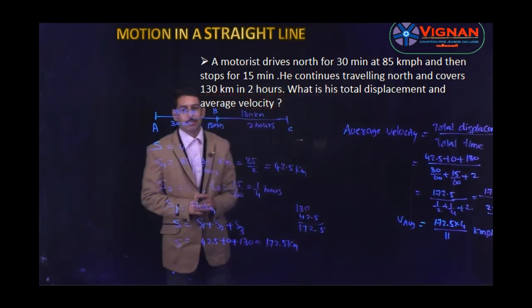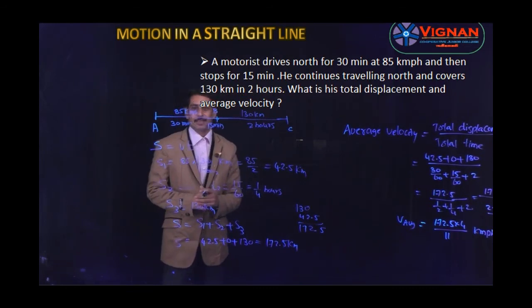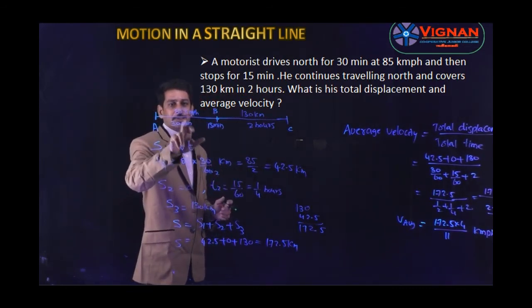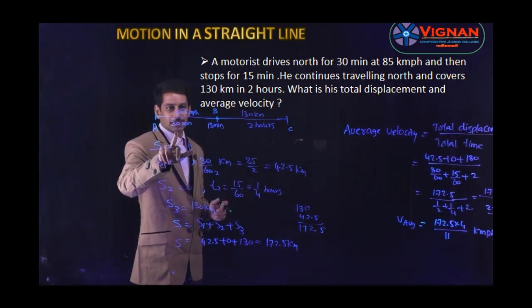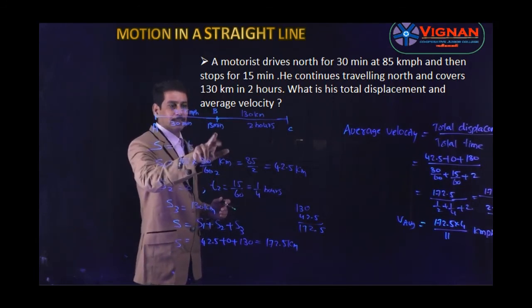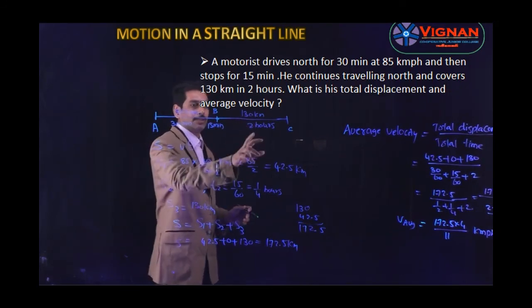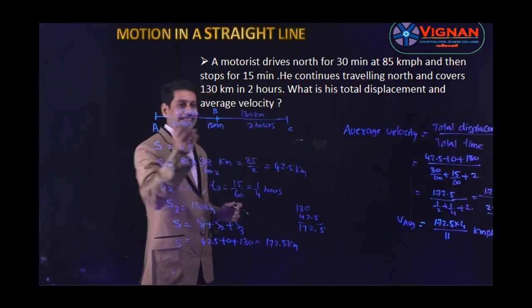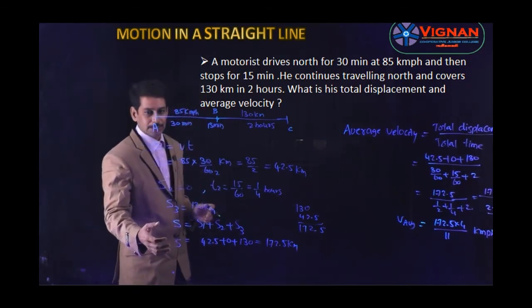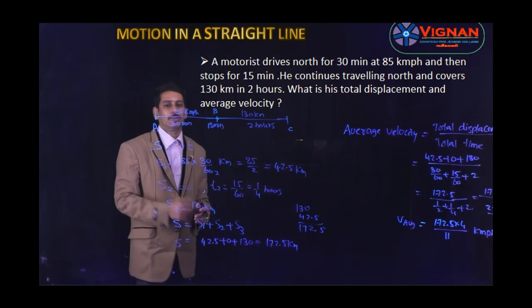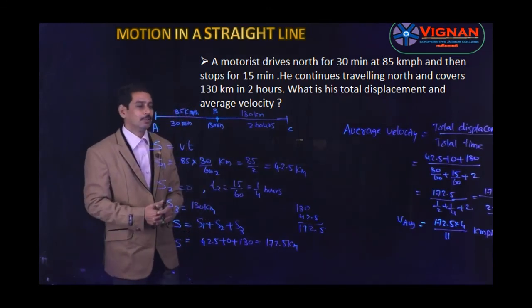So this is the problem. So let us see once again. So first it travels 85 kilometer per hour for a time of 30 minutes and stops for 15 minutes and then continues at a distance of 130 kilometers in 2 hours. So we are finding the distance in each part, then find the total distance, then we are asked to find the average velocity, which is nothing but total displacement by total time, then we get the average velocity.